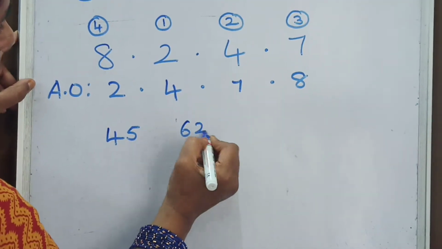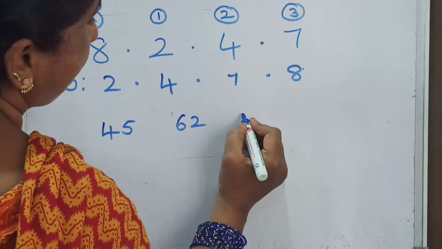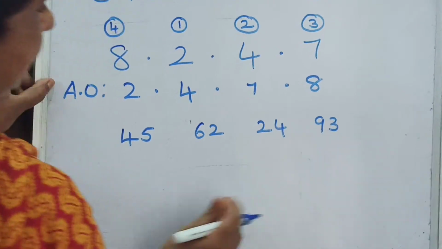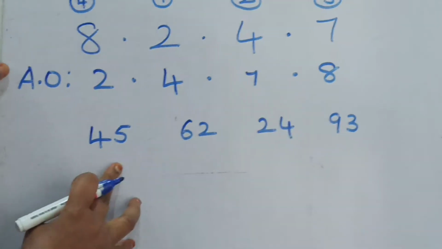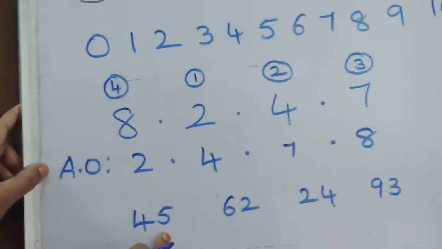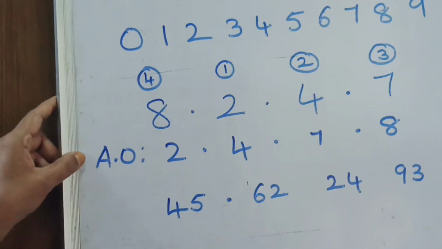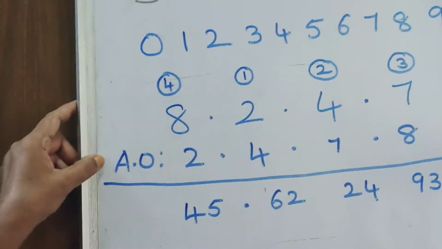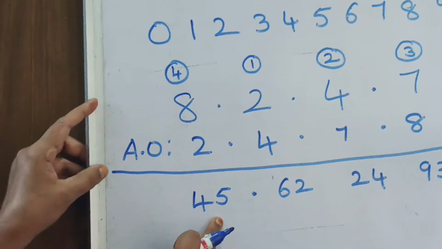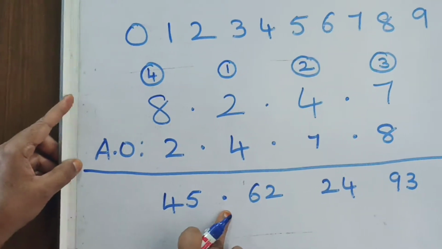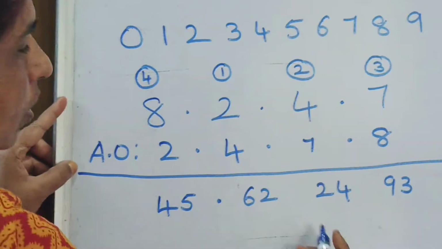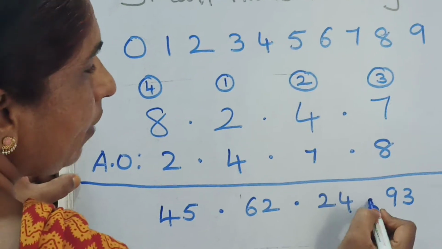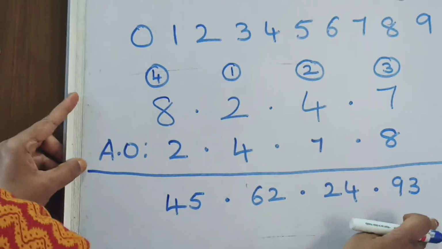See another example. 45, 62, 24, 93. See here, you have 2 digits. So here also, while writing 45 in a box, keep one dot, leave one box. Just I am drawing one line so that you won't get confused. Is it clear, children? So 45, one box, then keep one dot and leave one box. 62, one box, again keep one dot and leave one box. 24, one box, keep one dot and leave one box, and then you write 93.